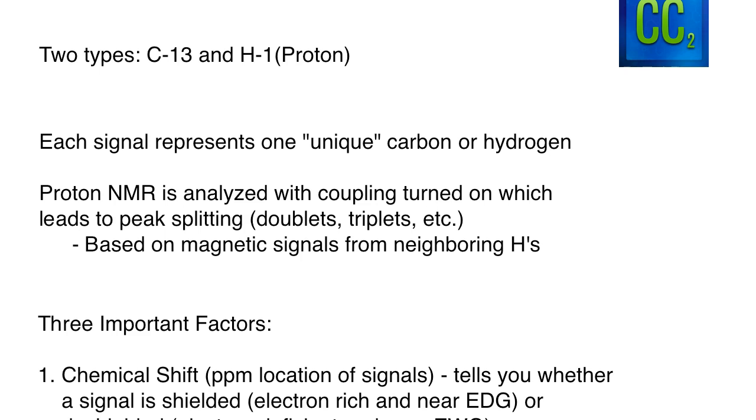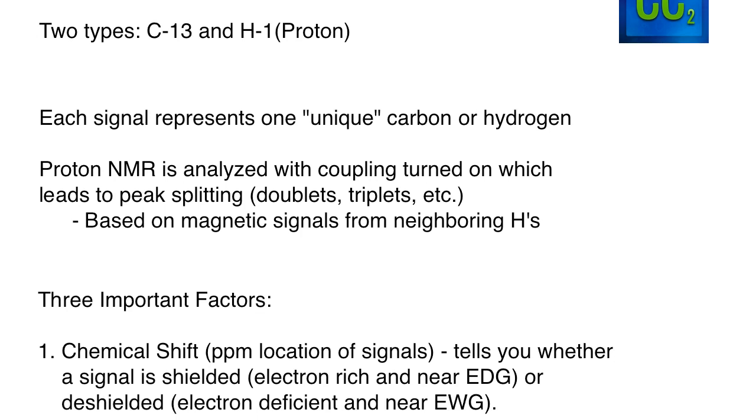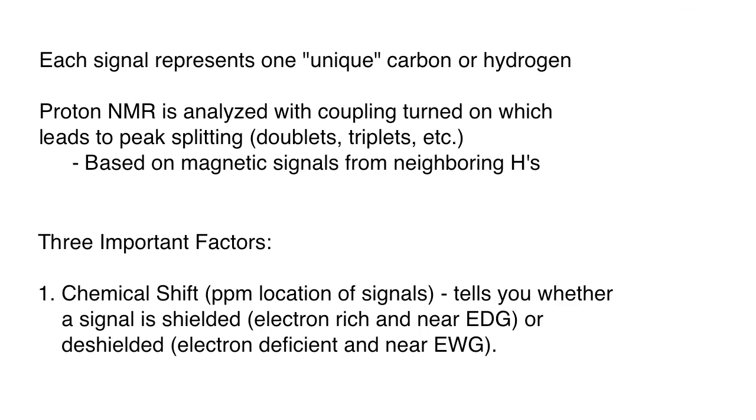Right? Now, when we deal with proton NMR, which is the H NMR, it's analyzed with coupling turned on, and that leads to peak splitting, which is when we start talking about doublets and triplets. When you see those signals split into different peaks of different heights, that is a result of coupling. And again, if you want more detail on this, you can go take a look at one of the other videos that I have. But coupling is based on magnetic signals from neighboring hydrogens. So each hydrogen has a nuclei, and that nuclei acts as its own little magnet.